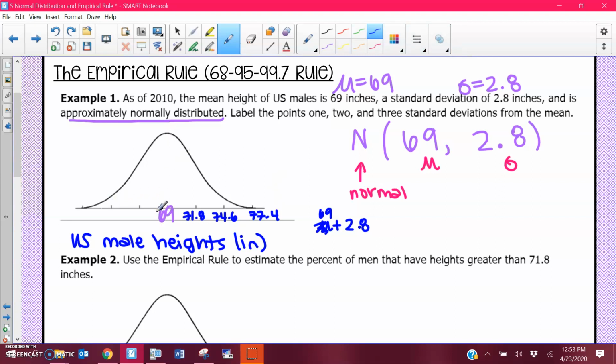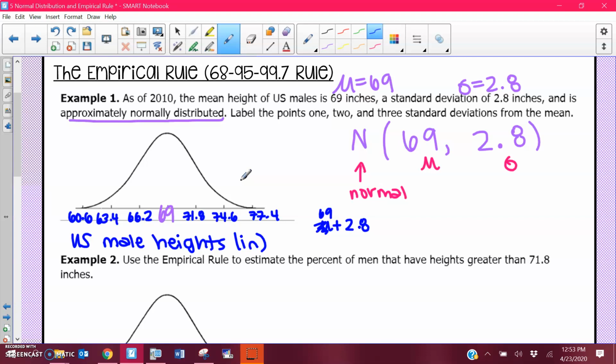Same way going backwards. You're going to take the mean and now subtract your standard deviation. So in this case, it would be 66.2. Where am I getting these numbers from? I typed them in my calculator. And then I'm just going to continue taking away one standard deviation every single time. 60.6. Or again, I could do it multiple times from the 69.